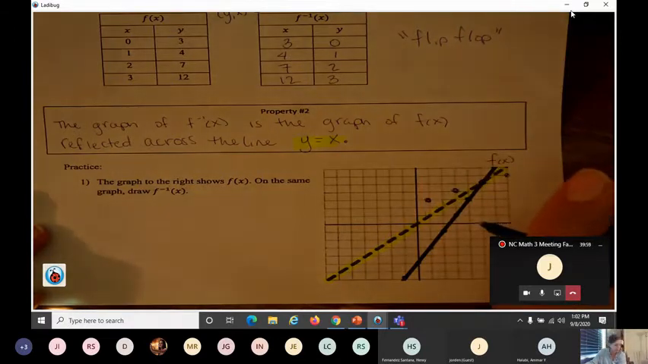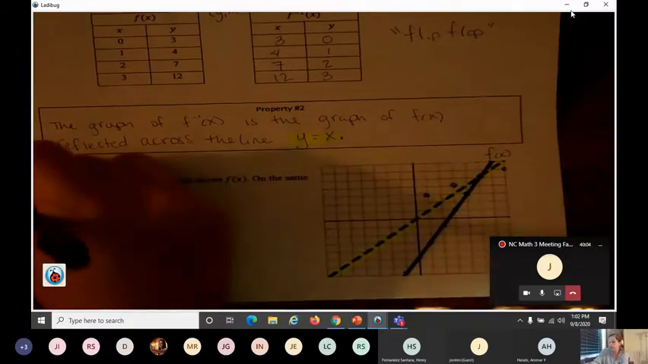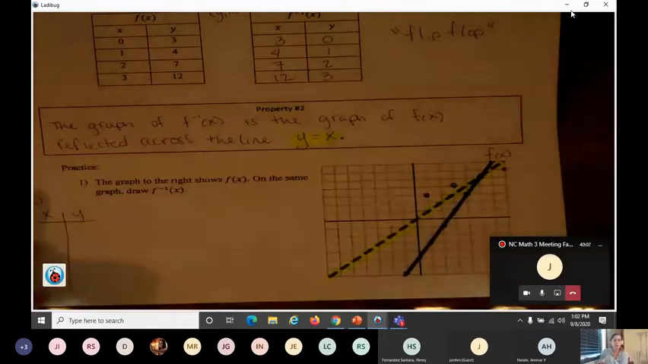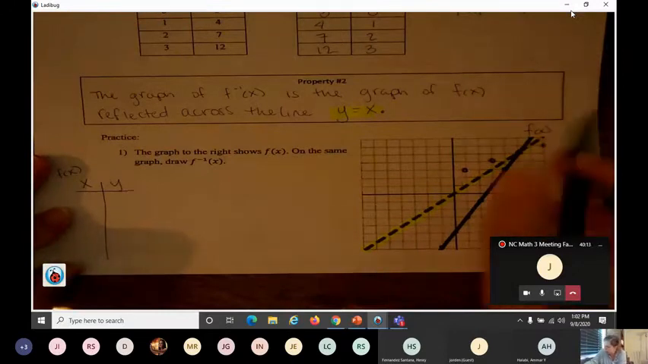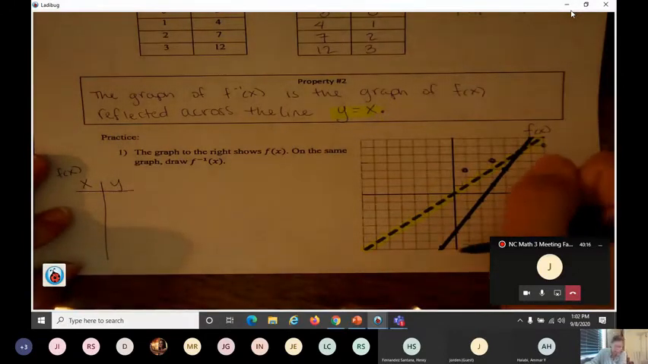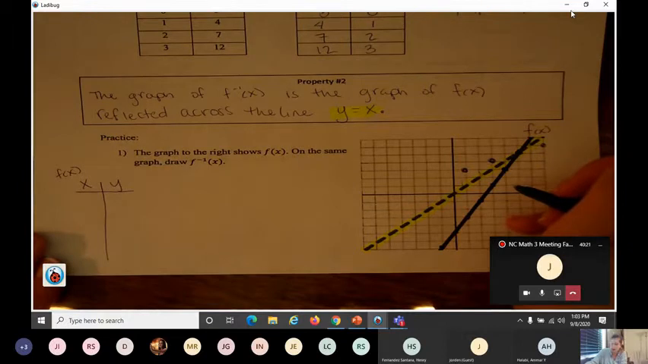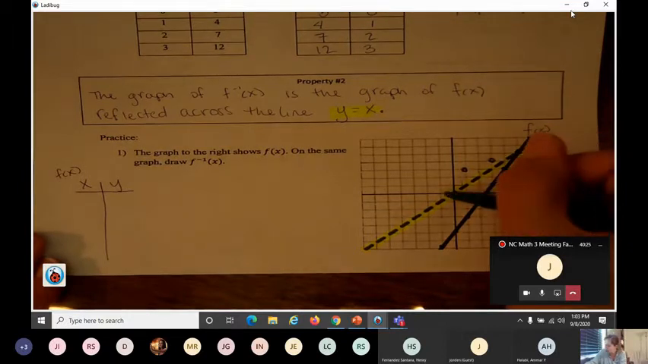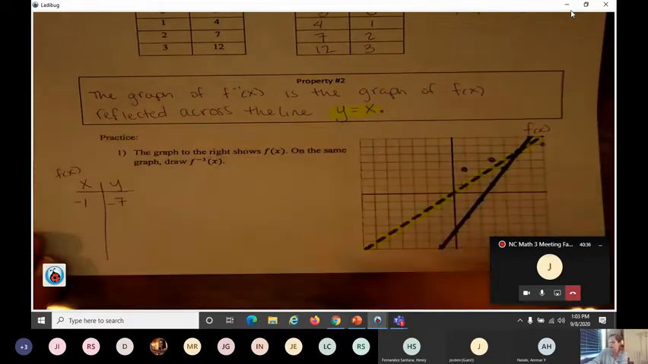If you don't feel like you can visualize that very well, go ahead and draw yourself a table. So this one will be for f of x, my original. So I'm going to write down my x's and my y's, okay? So on f of x, I've already written down a couple of points. I'm just going to do maybe 3 points, right? So -1, if I go left 1, down 7, 1, 2, 3, 4, 5, 6, 7, I find a point right there. So the point -1, -7 is on my function right here, okay?